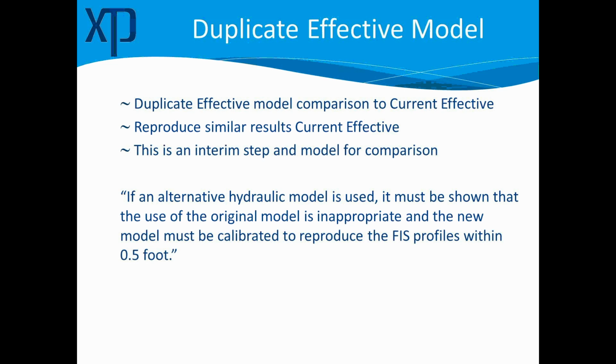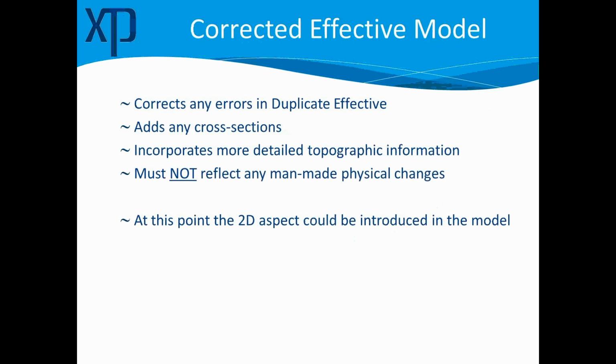The next step would be the corrected effective model. Now, fully in XP-SWMM, you're actually working with your river model, and you're going to correct any errors in the duplicate effective model. So it's the next iteration of that model. Add cross-sections, maybe detailed topographic information, must not reflect any man-made physical changes, but that detailed topographic information could entail, at this point, adding two-dimensional aspects to the model.